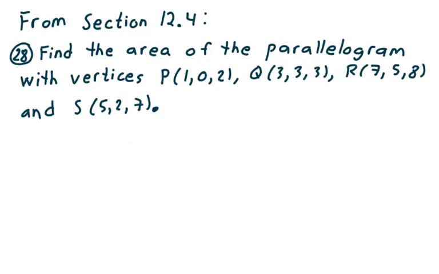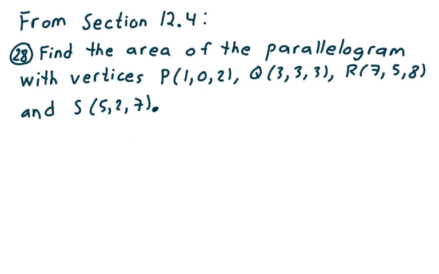This is a video from section 12.4 in a Calculus 3 class. Let's take a look at problem 28. It says, find the area of the parallelogram with vertices P, which is the point (1, 0, 2), Q, which is the point (3, 3, 3), R, which is the point (7, 5, 8), and S, which is the point (5, 2, 7).